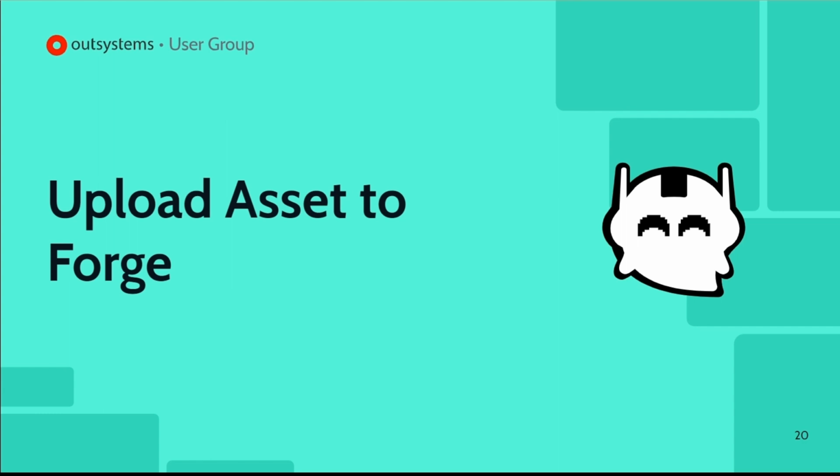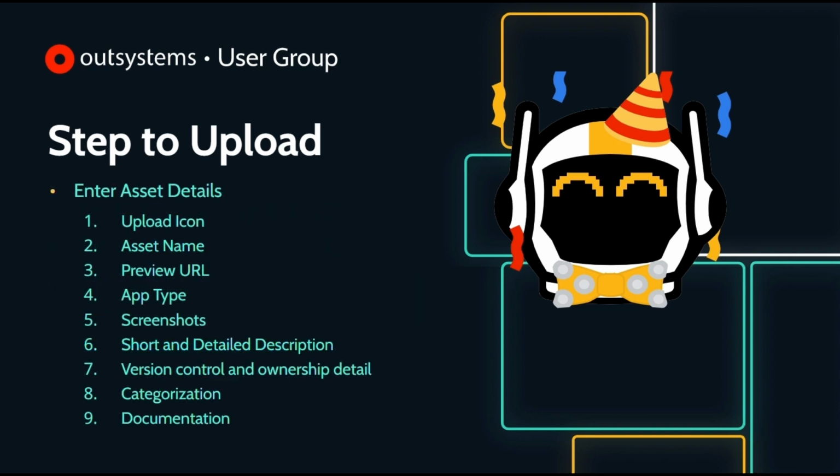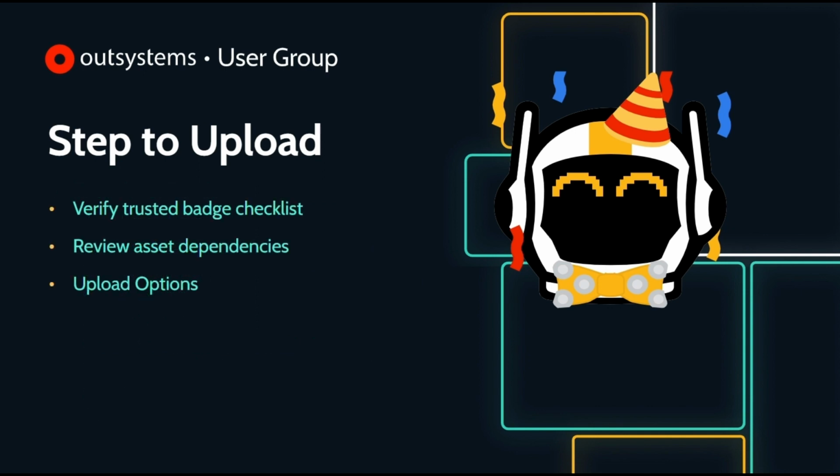OutSystems application packages represent fully functional applications or assets. They come equipped with automatic installation and dependency management capabilities, ensuring the optimal experience for other members of the community. Sharing your component in this format allows for seamless integration and enhances collaboration within the community. Ensure that you have taken the following steps before uploading your asset.